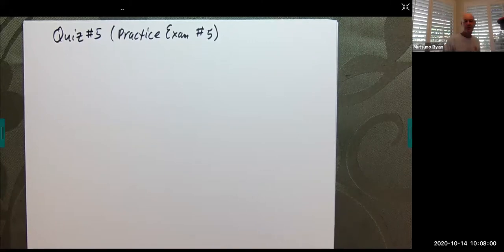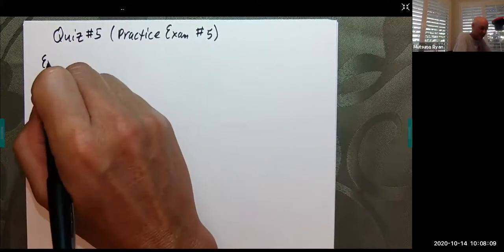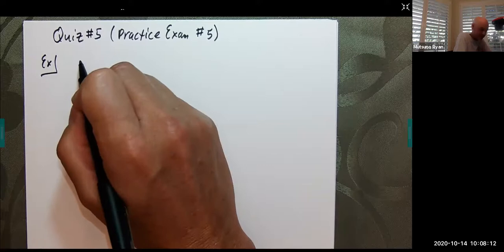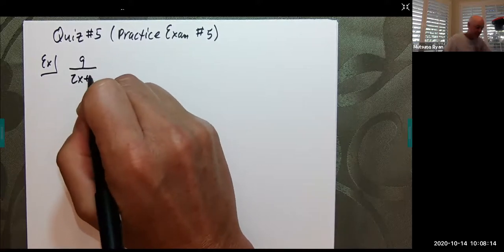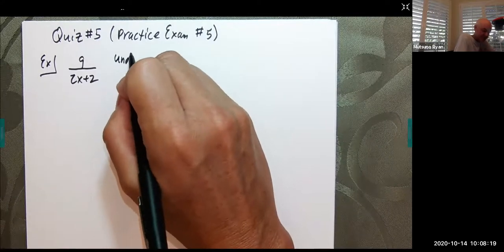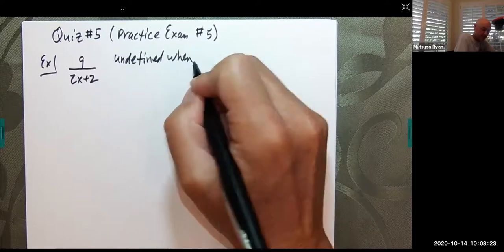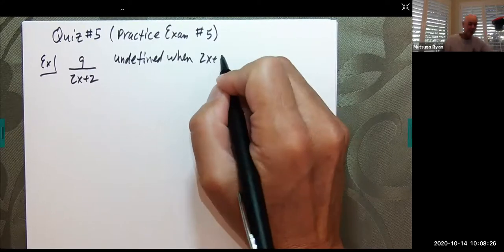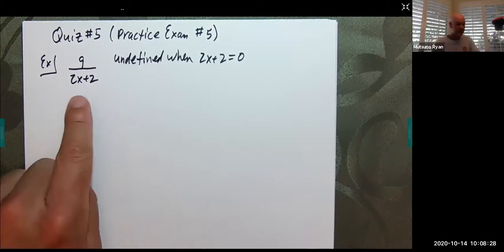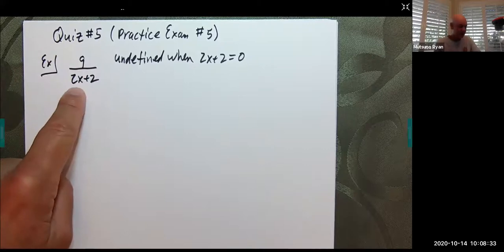which is we're going to find all the values of x which make the rational expression undefined. And what that means for us is we're going to have an expression like this, and it is undefined when 2x plus 2 equals 0, meaning we can't divide by 0. So if it becomes 9 divided by 0, we have a problem.